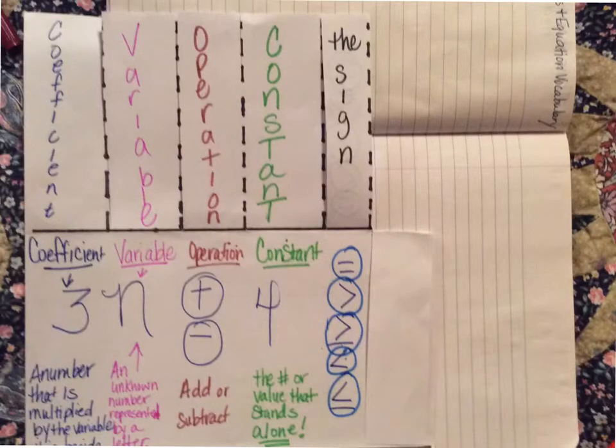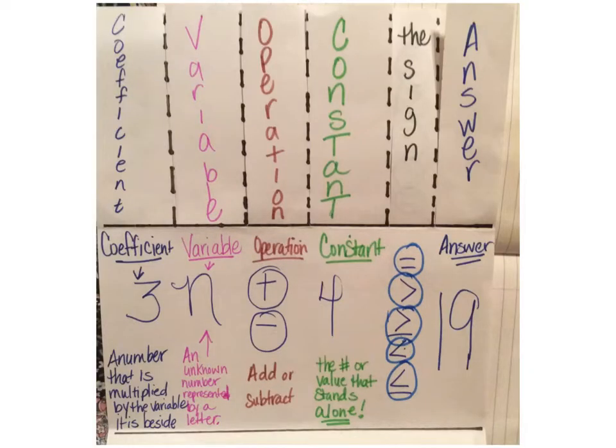Okay, so the next thing we're going to talk about is the sign. Is it the equal sign? Is it the greater than or equal to, less than or equal to? So that's what comes next in your equation. And last but not least, on the last flap would be 19, which is the answer. So make sure you have everything down there that I have on my screen.